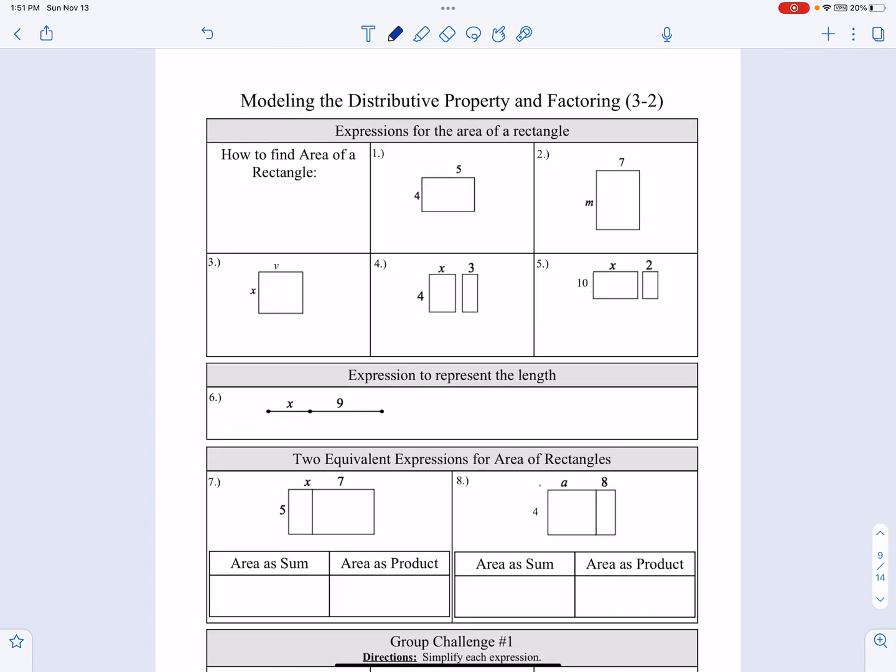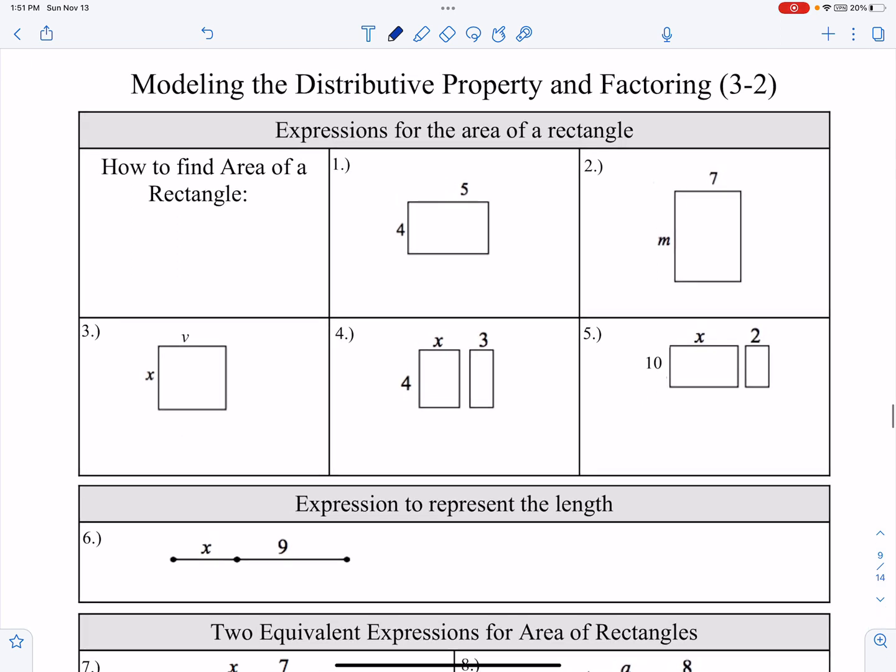All right, using the page sorter, let me get down to our lesson today. We'll get rid of that and zoom in here. So modeling the distributive property and factoring. Let's go ahead and talk about some background foundational stuff. So area of a rectangle, we know area equals length times width. Okay, and so as we go through, we have our length and width, and so we have our 4 times 5 equaling 20 units squared, right?